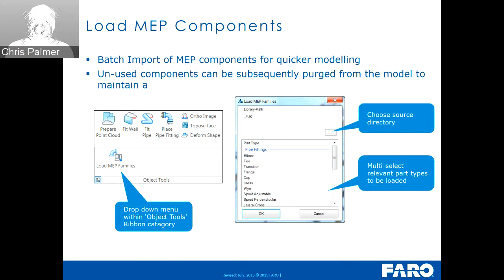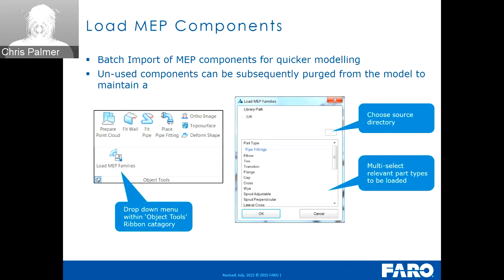We really need to look at getting all of the information available to us that we're going to need to create that model. As you can see, in the drop down list within the object tools, there's a new feature called load MEP components. What we get from that is the opportunity to choose a source directory. For example, we choose the UK standards, and then we can multi-select or just select specific components that we want the software to search through the folders and batch load the families in.